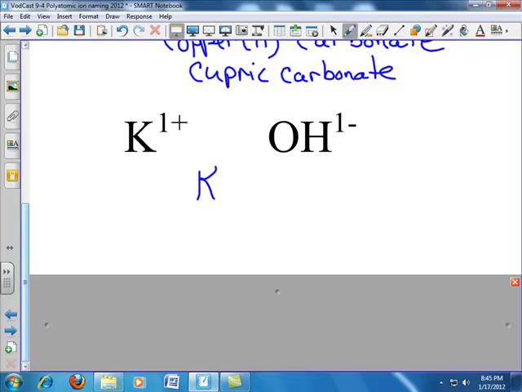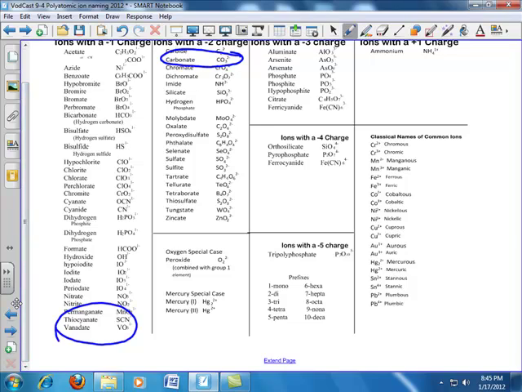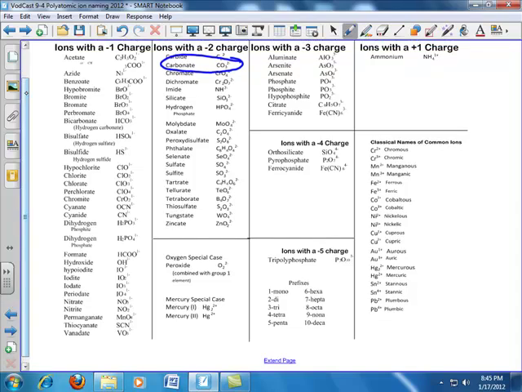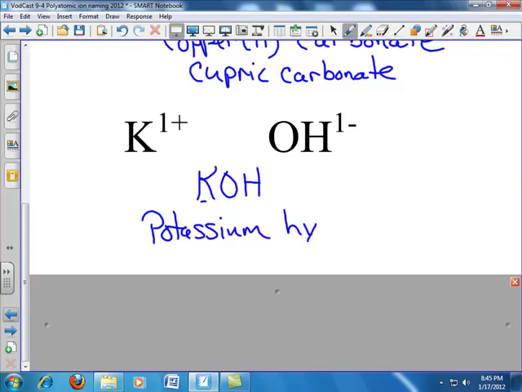And hopefully you're just writing KOH. Now, K is potassium, so I write potassium. And I know potassium only has 1 charge, so I don't call it potassium 1. Then I go to the fact that OH was a -1 charge, so I come to my -1 charge group here, and I try to find that OH. And this is going to be the trick for you at first. You're not going to know all the names of these, so you've got to go find them. So down here I have that OH, it's hydroxide. So this is potassium hydroxide.